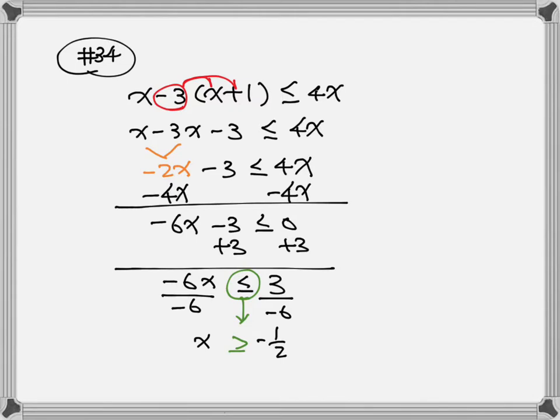Okay, so let's graph this. 0, negative 1, negative 1/2. With the equal sign, so we're going to use a bracket, point to the right. So last step, interval notation, bracket negative 1/2, to the right, I always go to the positive infinity.